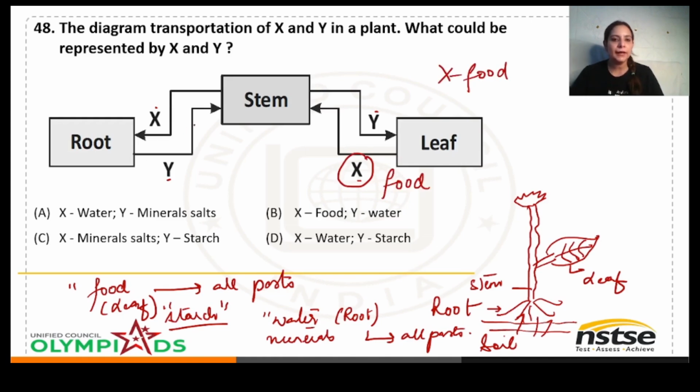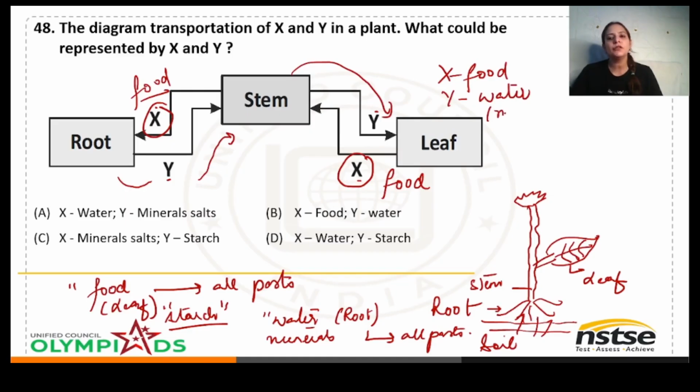Let's look at another X also. X to root, again it is food, because the stem can only act as a passage to transfer food. So X is identified as food. Now here something is transferred from root to stem, and then from stem to leaf. Undoubtedly it is water, or we can write minerals also, because this is what the plants get from the soil. Now let's look at option A: X as water, Y as mineral salts. Wrong, because X is food.